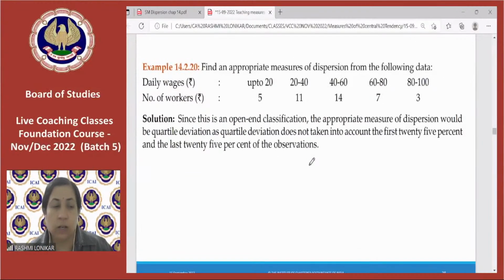Now here, in this question, they are asking you what measure of dispersion you will use. Up till now we have taken sums where I already knew which measure of dispersion I had to find out. Here they are asking you to decide which measure of dispersion you have to find, and then find it.